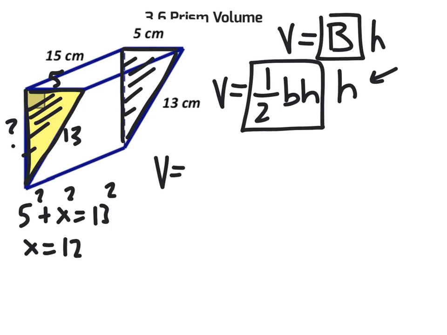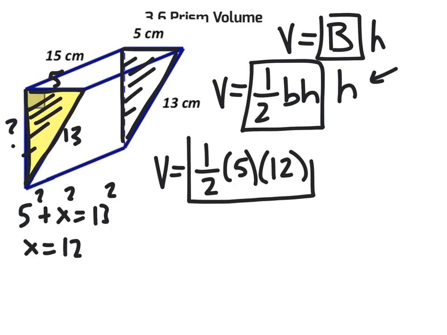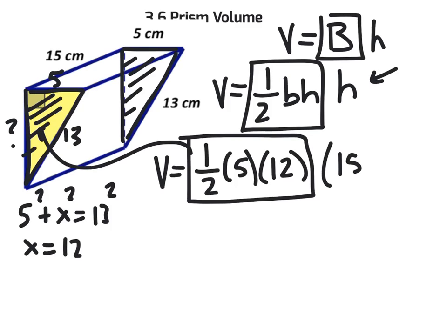Volume equals the base. So the base is a triangle. So it's 1/2 times 5 times height 12. All of that represents the area of my yellow triangular region. And I'm going to stack that over the height of 15.